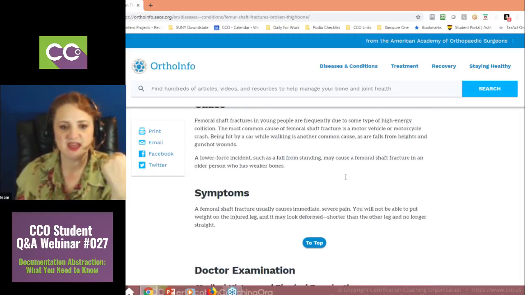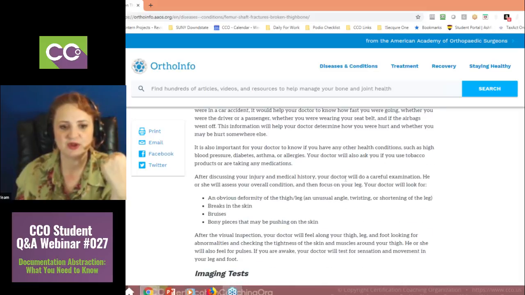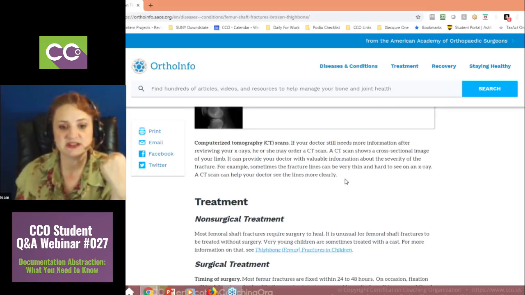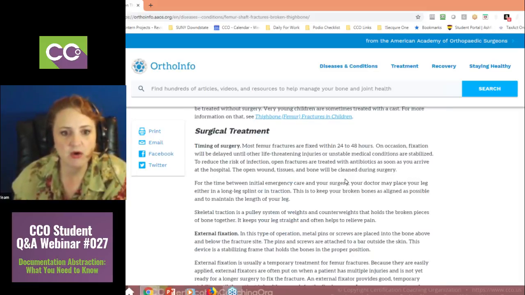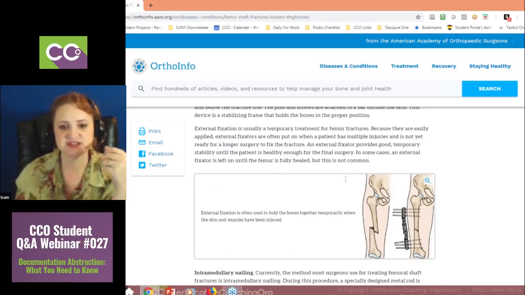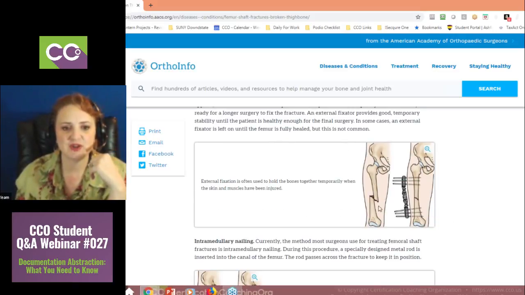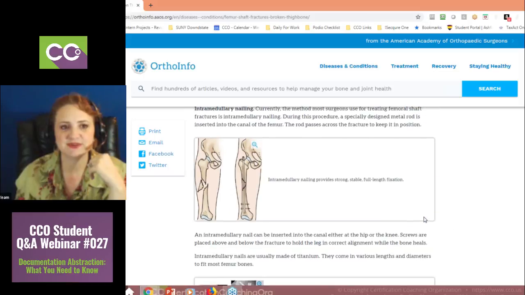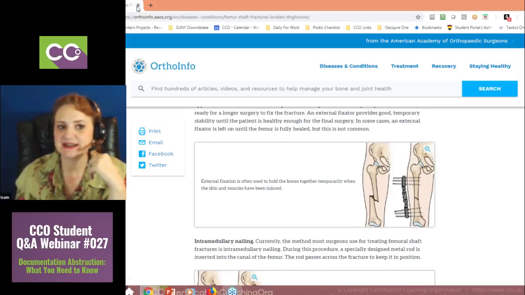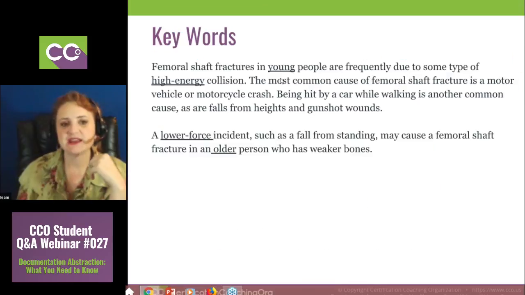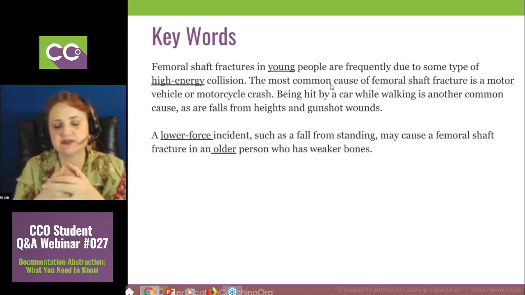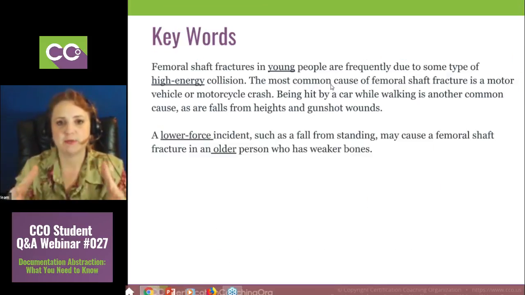More pictures. And then again, you can go through and read. And if something's interesting, you're going to stop. It's like, oh, I didn't know that's how they did external fixations. So you stop and you look at that. Right? Very good. So that is kind of how you would abstract for learning purposes.